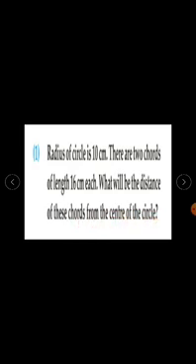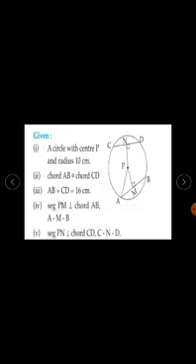Students, read the question carefully. Radius of circle is 10 centimeter. There are two chords of length 16 centimeter each. What will be the distance of these chords from the center of the circle? So what is given? This is your circle with center P and radius 10 centimeter. PA is radius, so PA is equal to 10 centimeter.